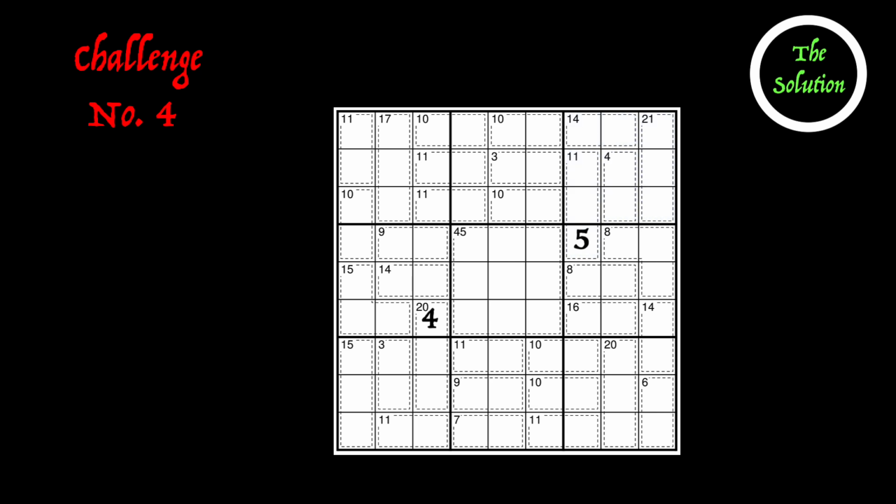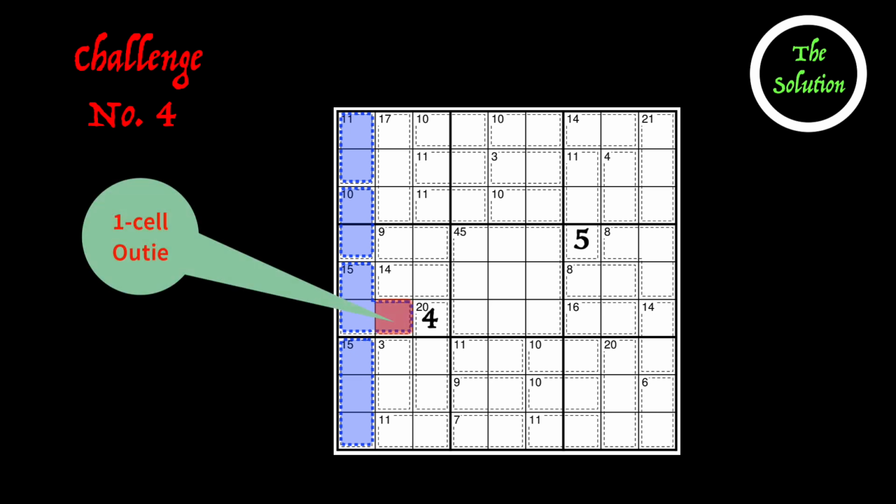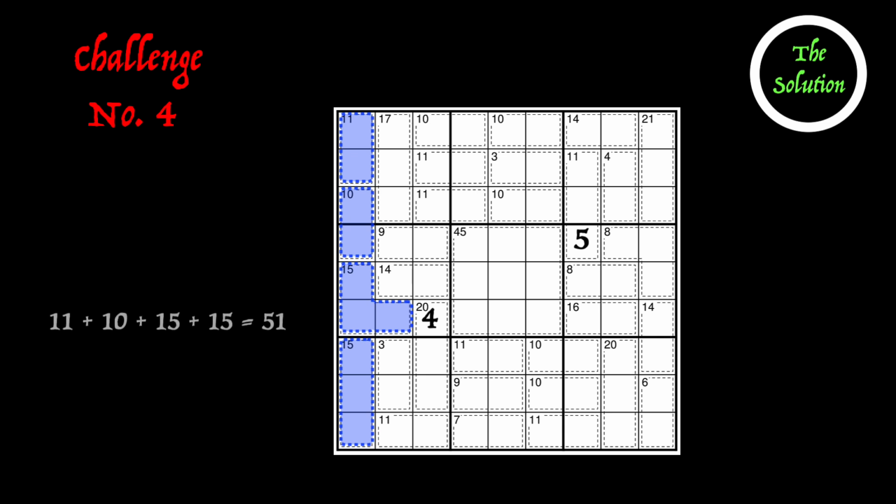Now for the other two, let's look at the left-hand column and let's look at its cage structure. There's a single cell outie. And again, the cage totals, they are 11, 10, 15 and 15. That comes to 51, which exceeds 45 by 6. So there's a 6 in there.